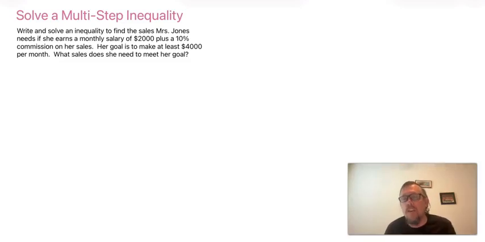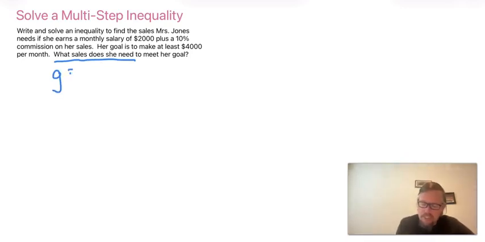So we want to define our variable, and our variable comes from the question that we're asked. And the question that we're asked is, what sales does she need? So that's going to be our variable. I'm really tempted to use the letter S for the variable for sales, but I find that when I use the letter S, inevitably as I'm working the problem, my S starts to look more and more like a 5. And so I don't want to use S for my variable. So I'm going to use maybe G for her goal. So G is going to be the sales that she needs.